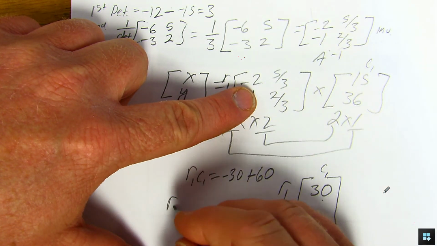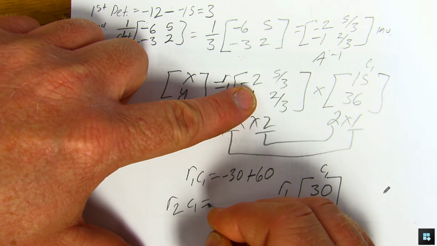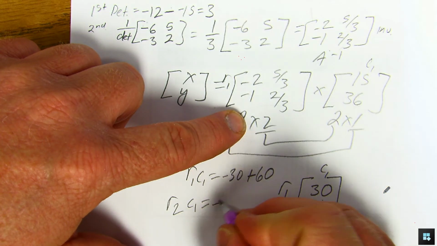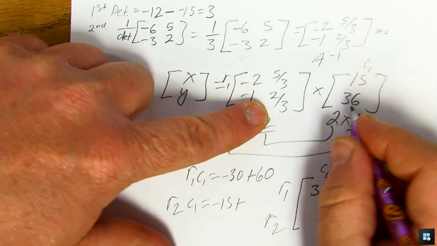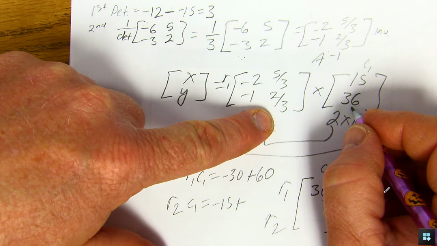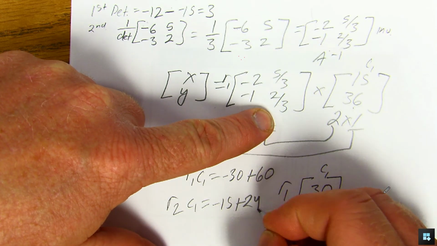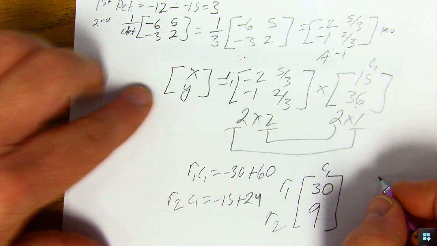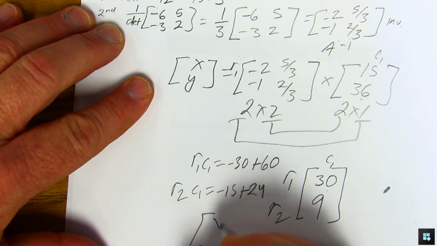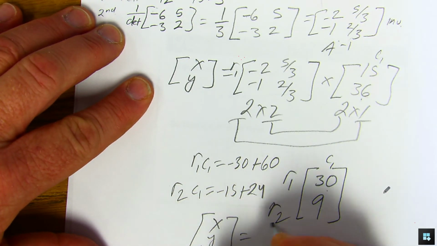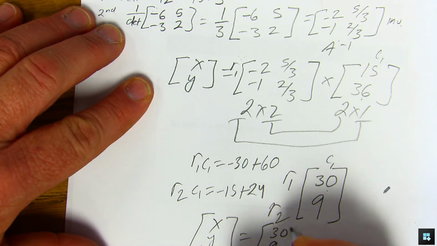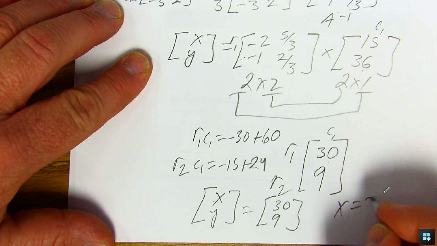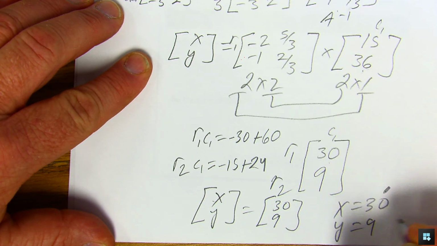Okay, row 2, column 1. That means I take row 2 times column 1. Negative 1 times 15 is negative 15. 2/3 times 36: 3 goes into 36, 12. 2 times 12 is 24. Negative 15 plus 24 is 9. So that means x, y equals 30, 9. Hence x equals 30, y equals 9.